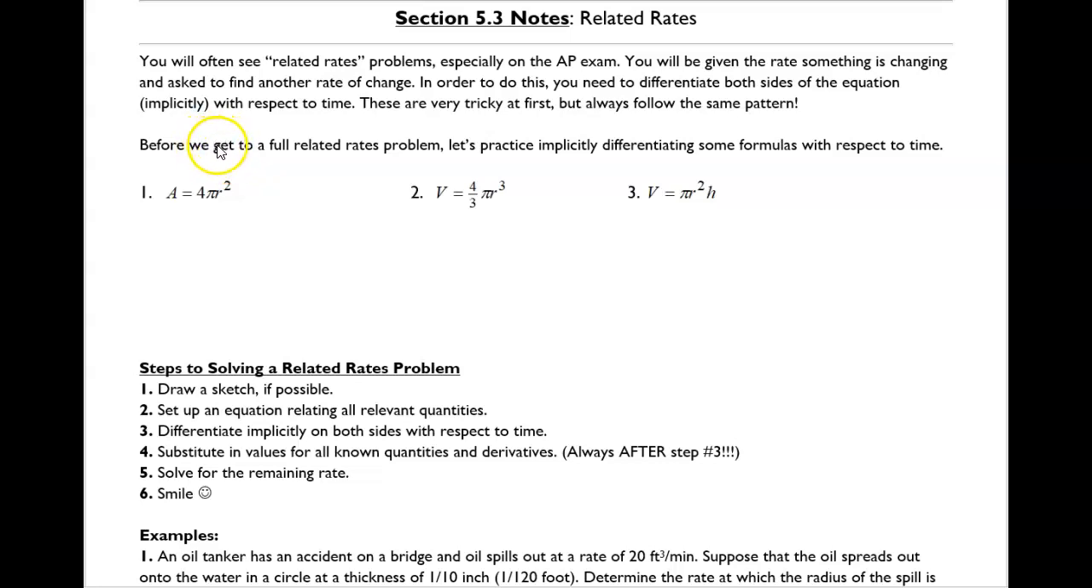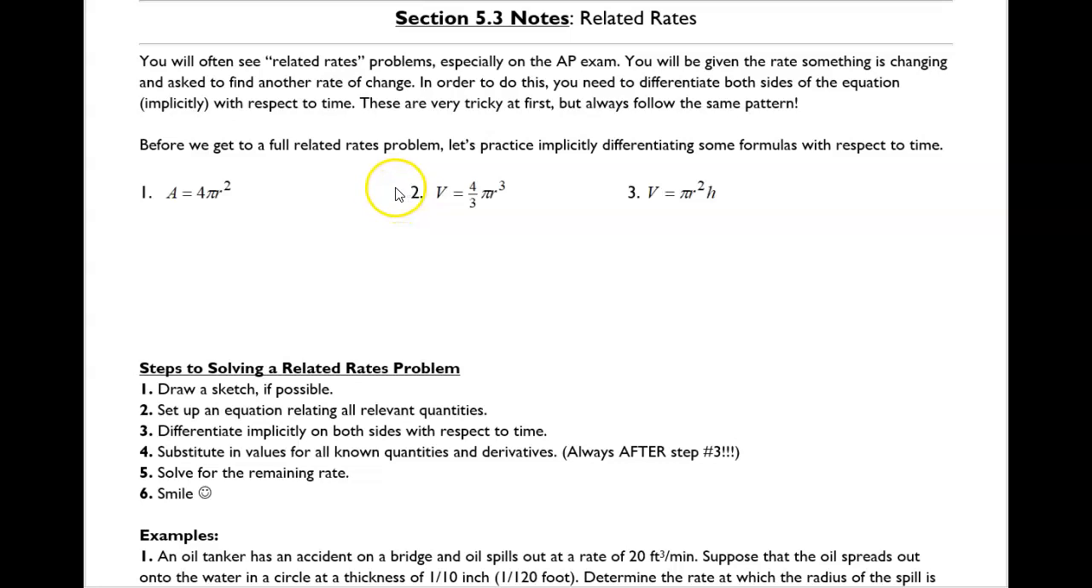So in order to do this, you need to differentiate both sides of an equation, and that will be implicitly with respect to time. The time won't always be obvious that it's there. It's kind of embedded in the variables. These might seem tricky at first, but they will follow the same pattern.